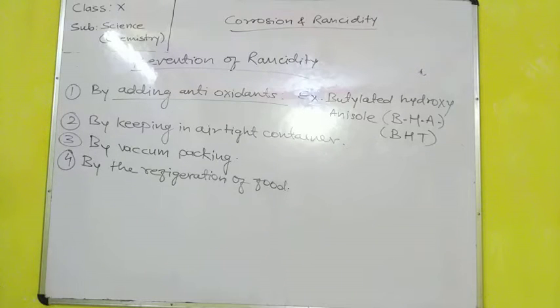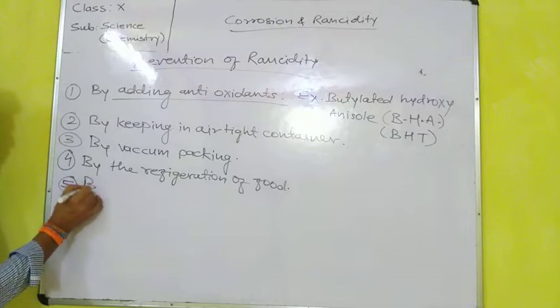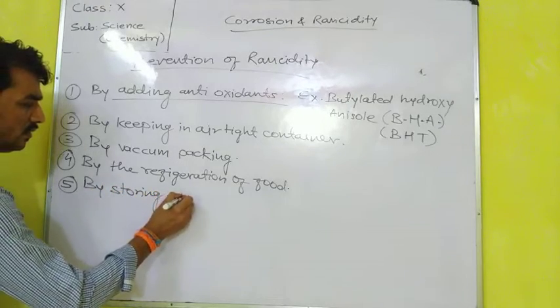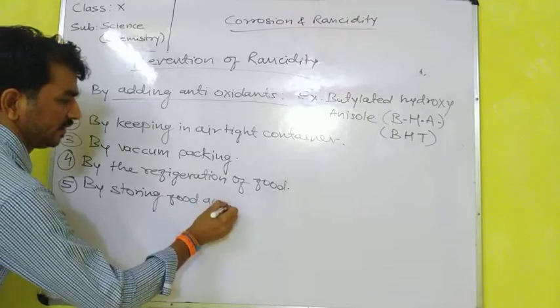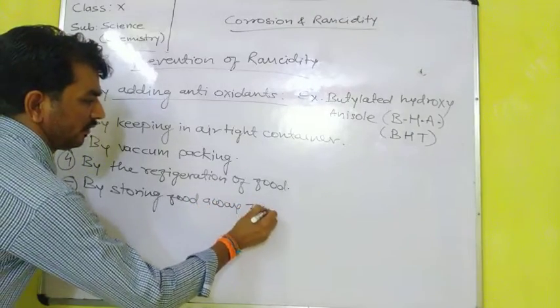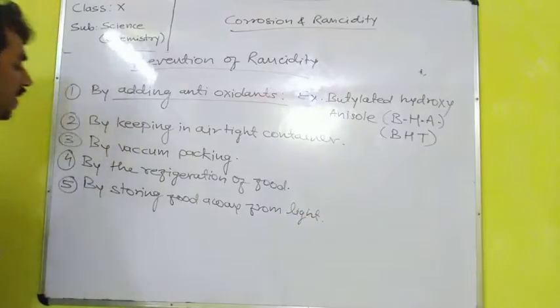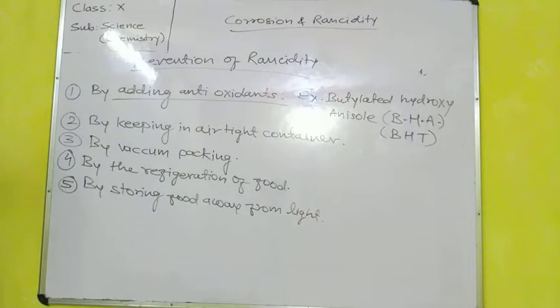And next, by storing food away from light. Next and last point, by storing food away from the light. Because some food items are oxidized in the presence of light. So we have to keep it away from light, which prevents oxidation.